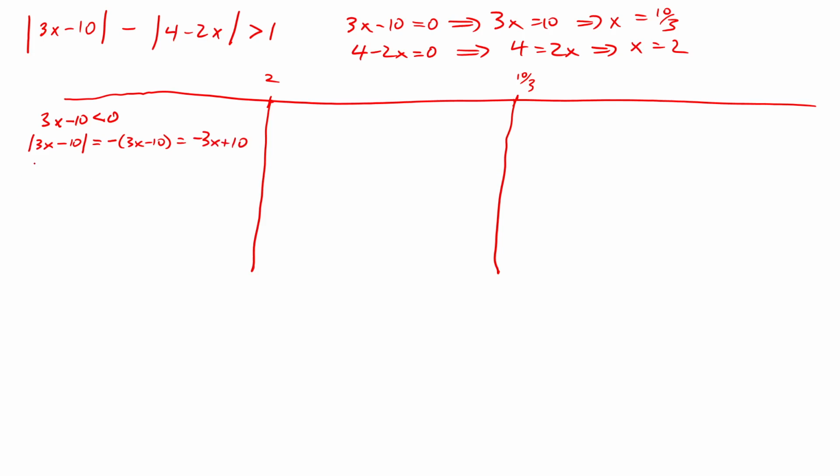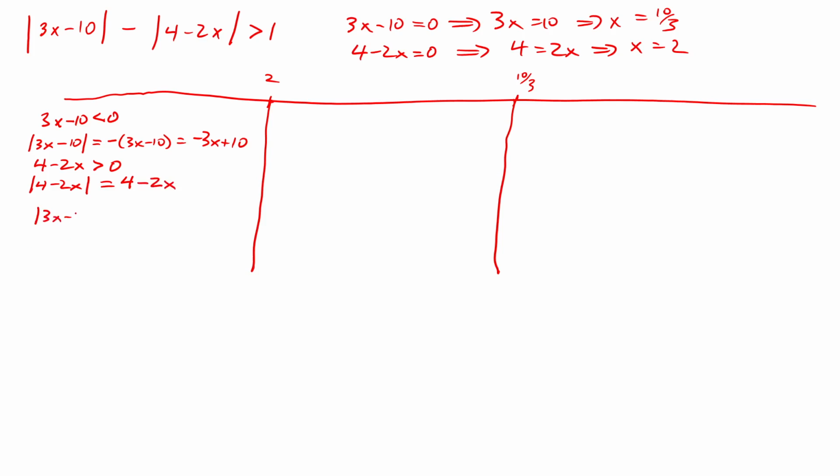Now, to the left of 2, 4 minus 2x, which is the argument of the second absolute value, is actually greater than 0. If you don't believe me, plug in a number less than 2 for x, say for instance 0. 4 minus 2 times 0 is definitely greater than 0. So we can say the absolute value of 4 minus 2x is equal to 4 minus 2x over here.